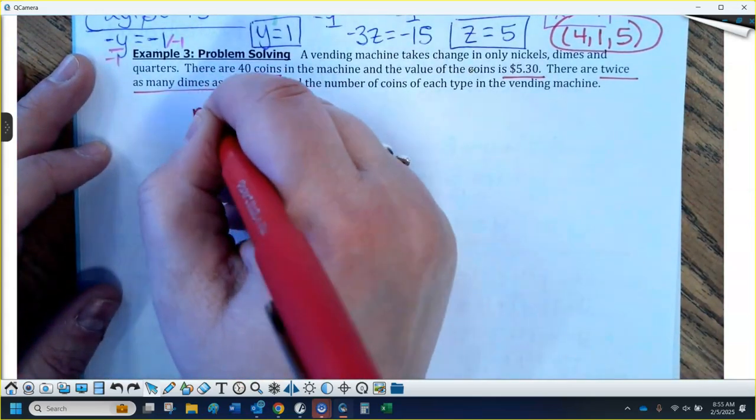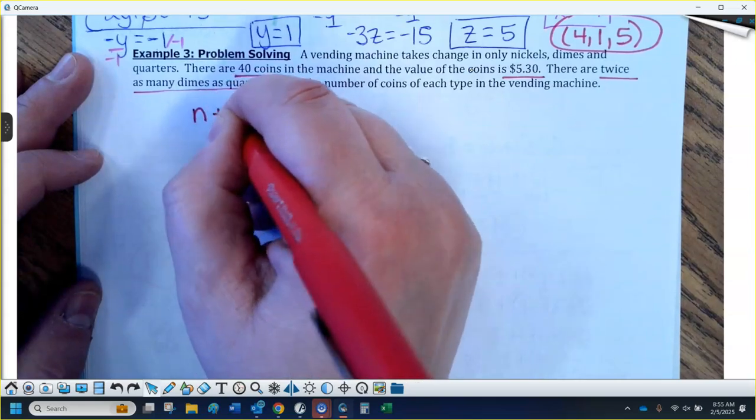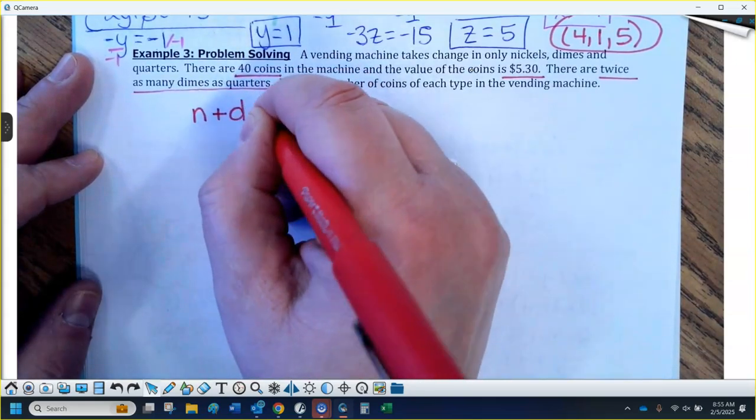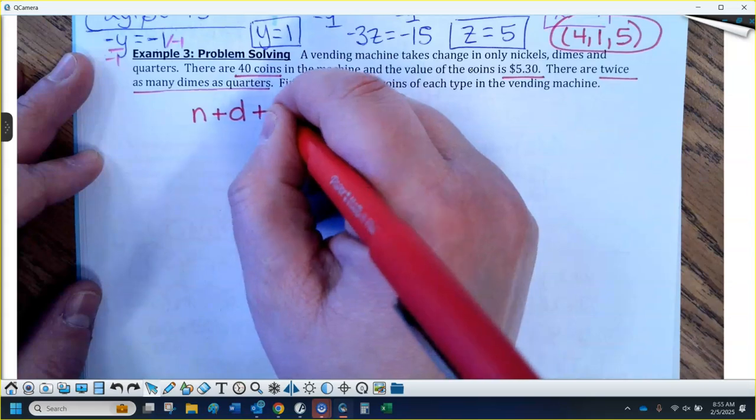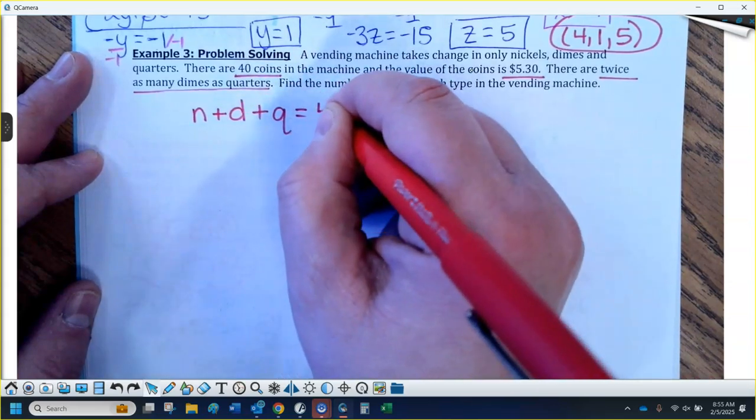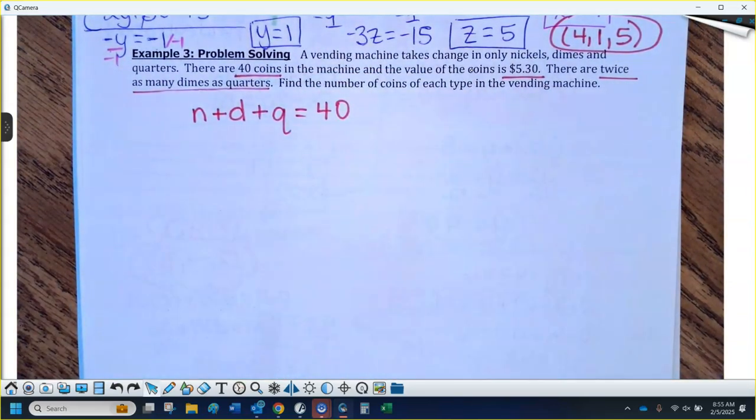So I'm going to use N for nickel. My number of nickels plus, I'm going to use D for dimes, my number of dimes, plus Q I'm going to use for quarters, going to add up to 40 coins. Nothing to do with their monetary value.